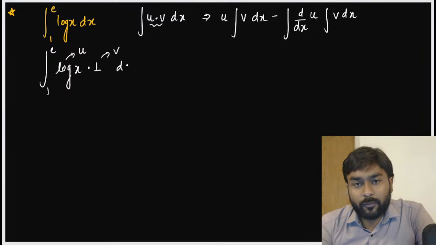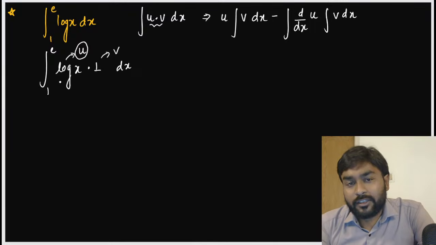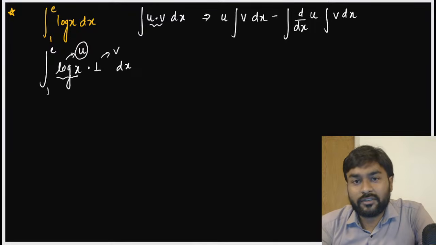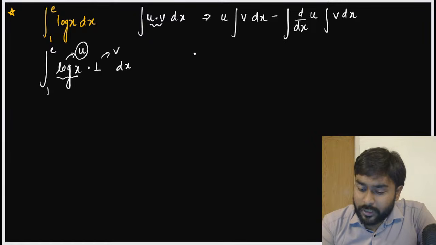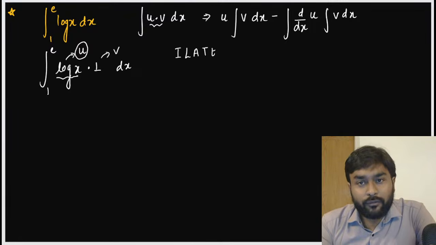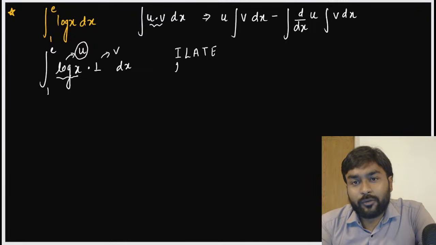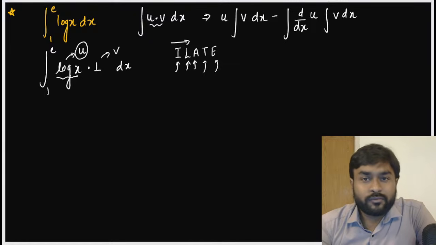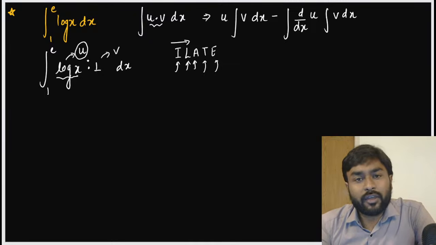In this formula, you have to understand that the function we write as u is the one we can easily differentiate. So for differentiation, we write u, correct? And how do you pick u and v? For that we have the ILATE method. That is for picking u, correct? Inverse trigonometry, log, algebraic function, trigonometric function and exponential function. That is the order for picking the function u. But here there is only log x, so log x will become u and 1 will become v.